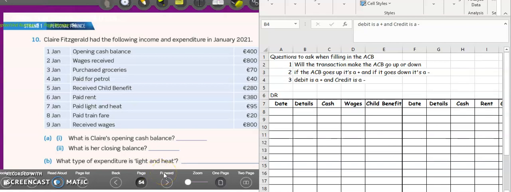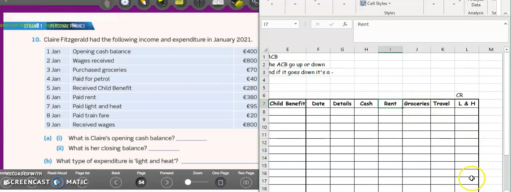Okay, so let's have a look at how to answer the analyze cash book. Here we've extended our columns from a previous video that I showed you, where we got date, details, and total. Now we're going to analyze them underneath different headings. So wages and child benefit, we'll have rent, groceries, travel, and light and heat.